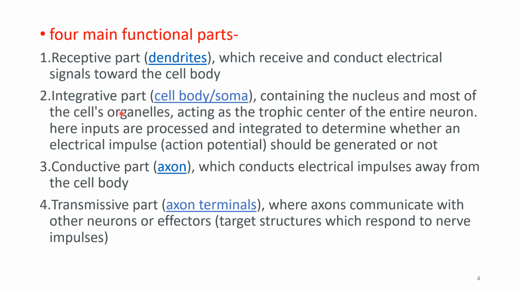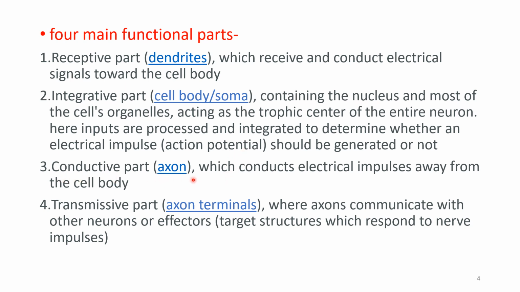Second one is the integrative part. It is present in the cell body or soma. It contains the nucleus and most of the cell organelles, and it acts as the trophic center of the entire neuron. What happens here? Here inputs are processed and integrated to determine whether an electrical impulse, that is action potential, should be generated or not. So it will take the decision.